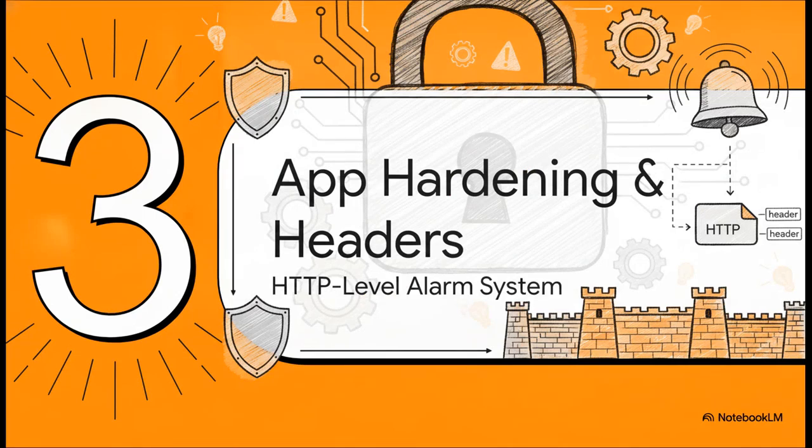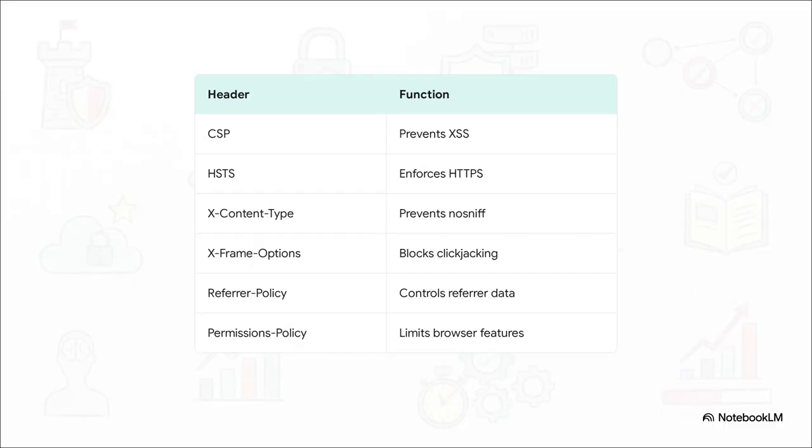All right, Section 3, application hardening and headers. Think of this as your HTTP-level alarm system. Let's check out one of the easiest ways to get that alarm system up and running. What's super fascinating about this list of HTTP security headers is how they map directly to major real-world threats, giving you massive defense in depth for basically zero implementation cost.